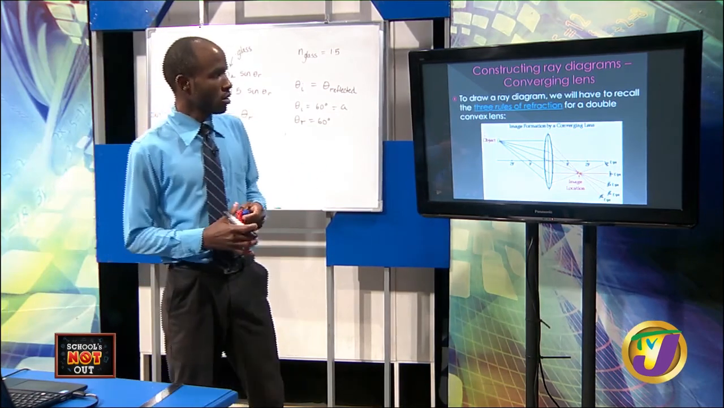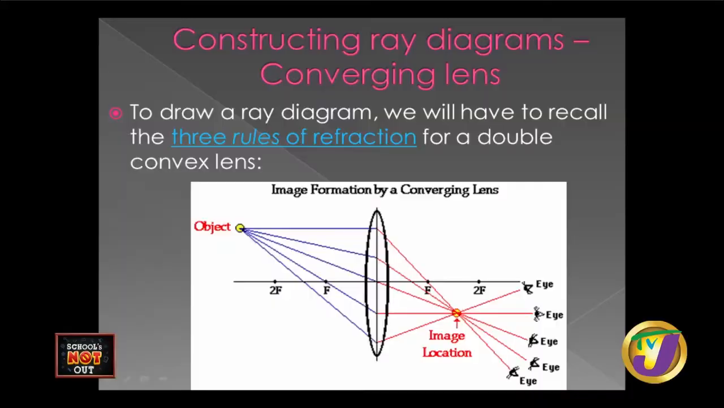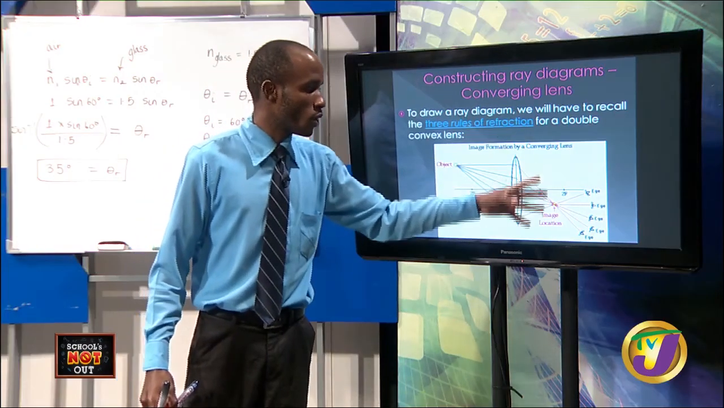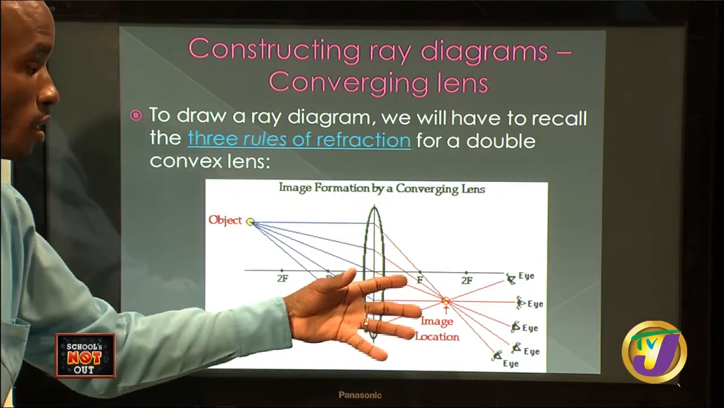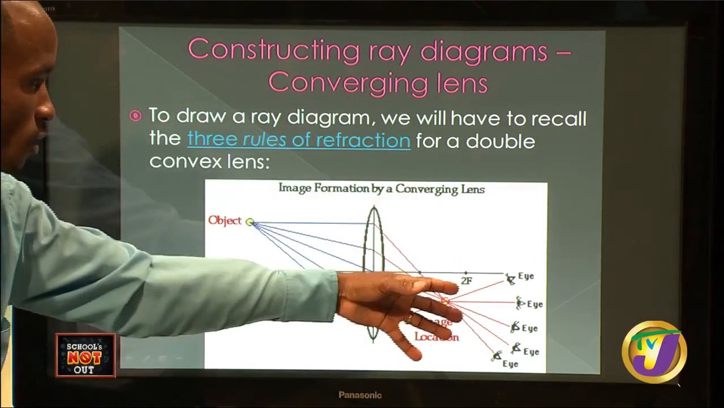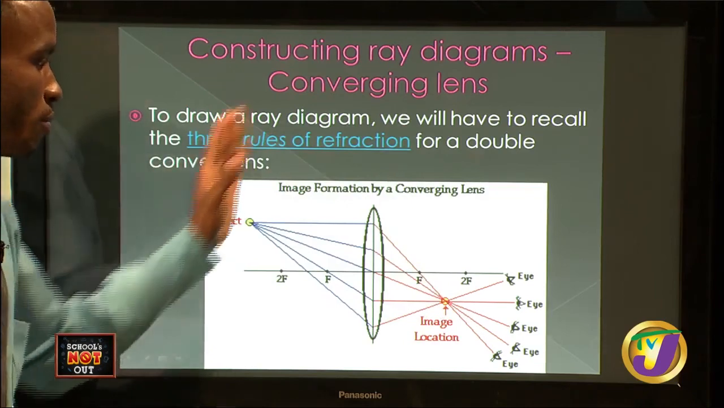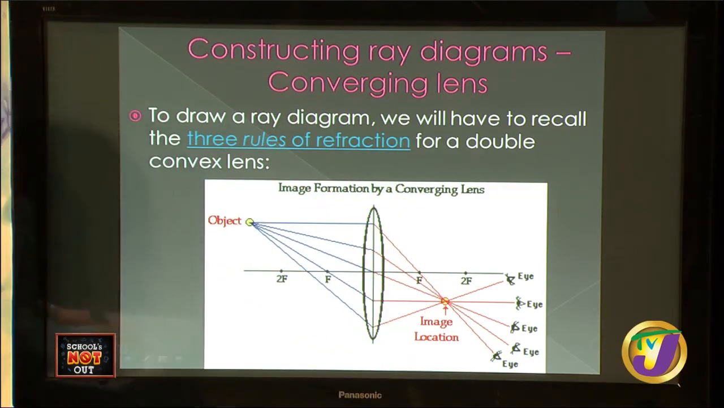Now, constructing ray diagrams. And this is very important for persons who need to draw. To draw a ray diagram, we will have to recall 3 rules of refraction for a double convex lens. So this diagram shows how you would draw a diagram where light comes from the object, passes through a lens, and is then brought to focus, either in front or behind. For the converging lens, it is brought to focus behind it, on the opposite side.